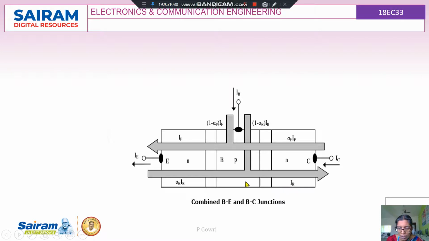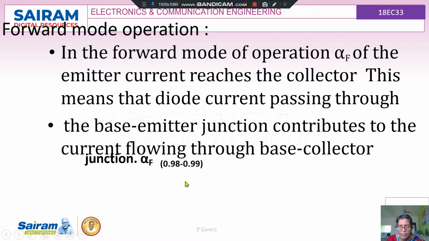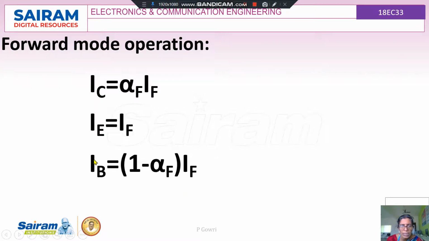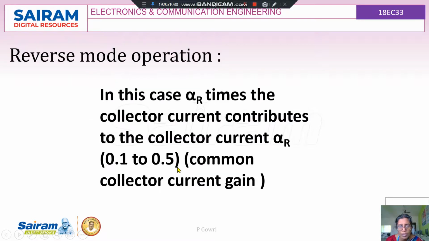Similarly, on the output side, there will be a current called IR, and the current gain in the reverse mode is given as alpha R. So I can see that IE will be equal to alpha F alpha R into IR. Both are independent. So IC is equal to alpha F into IF, which is the forward current. IE is nothing but IF, and so IB will be equal to 1 minus alpha F into IF. So this is the forward mode operation.